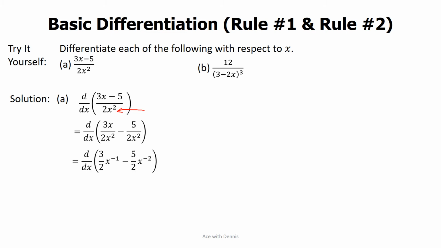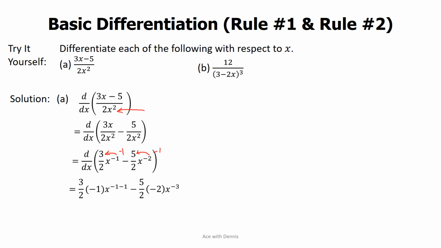Then from here, we can simplify and put into indices form. So it will become 3 over 2x to the power of negative 1 minus 5 over 2x to the power of negative 2. So now you can apply rule number 1 and rule number 2. I bring down the power negative 1 to 3 over 2 and power minus 1. Similarly for the second term, bring down the power, multiply with 5 over 2 and power minus 1. So this is what I get.